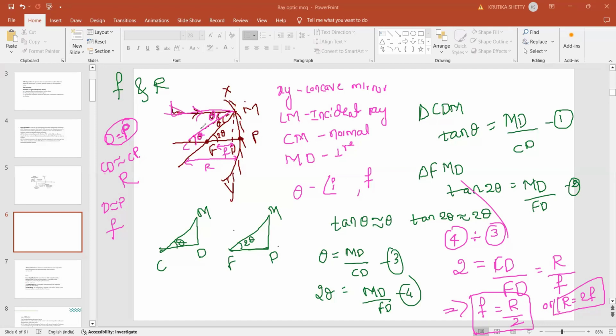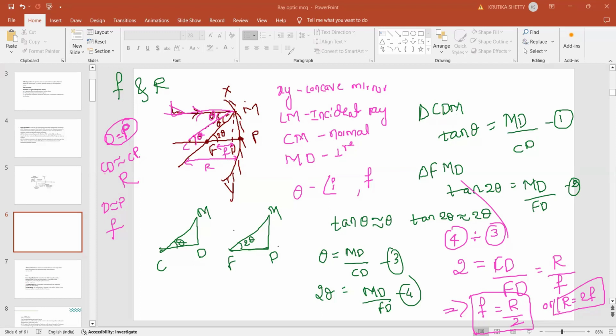Here, once you do the labeling properly, the simplification will be easy. So once we are taking the CDM triangle, once we are taking the FDM triangle, tan theta, tan 2 theta, take the ratios, and the derivation is over.